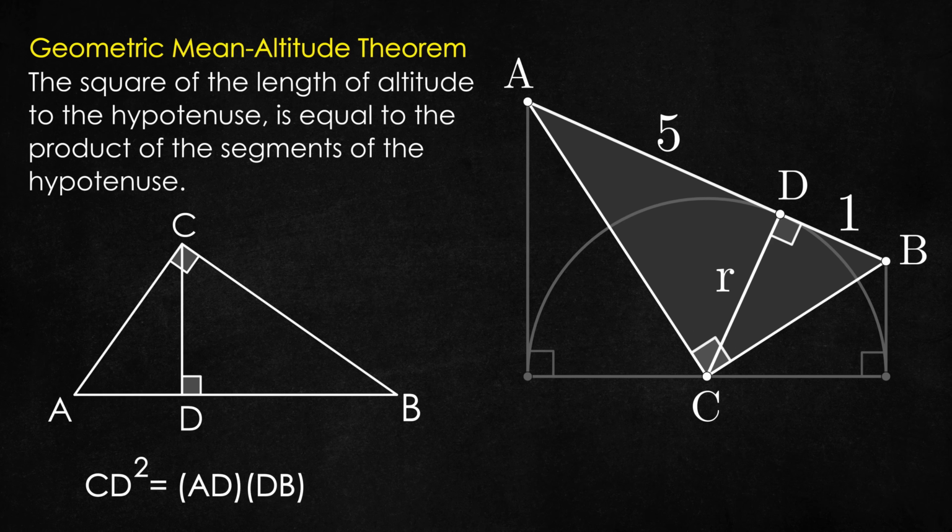Applying this concept to our problem, the radius CD is the altitude to the hypotenuse, and it divides the hypotenuse into 2 segments measuring 5 units and 1 unit long. Following the formula, the square of radius r is equal to the product 5 times 1. Obviously 5 times 1 is 5, hence r squared is equal to 5.